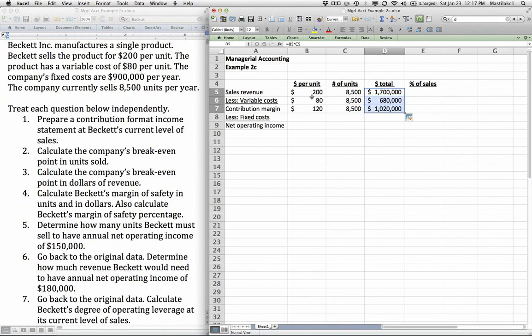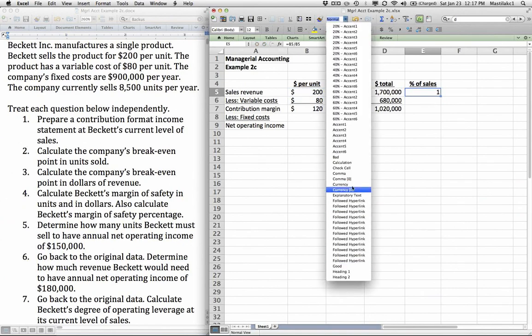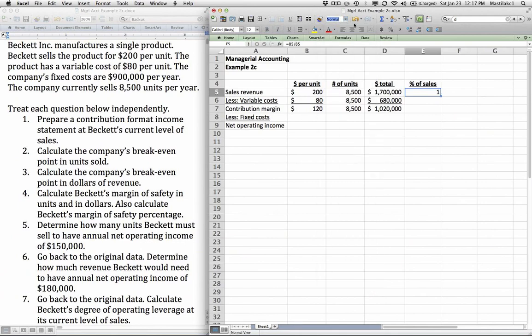All right, and so we've got sales revenue, variable cost, and contribution per unit, and we've got those in total. And finally, we're going to have our percent of sales. What I'm going to do is take each item and divide it by sales. Now, of course, you can do this on a per unit basis, or on a total basis, it doesn't matter. You will get the same number.